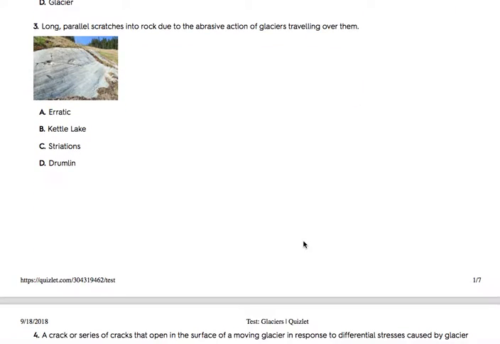Number three, long parallel scratches into rock due to the abrasion action of glaciers traveling over them. Is that A, erratic, B, kettle lake, C, striations, or D, drumlin?